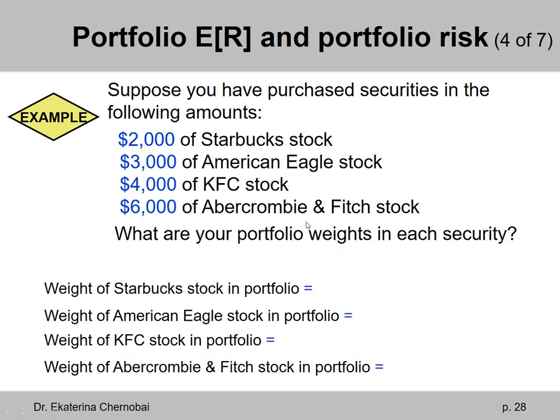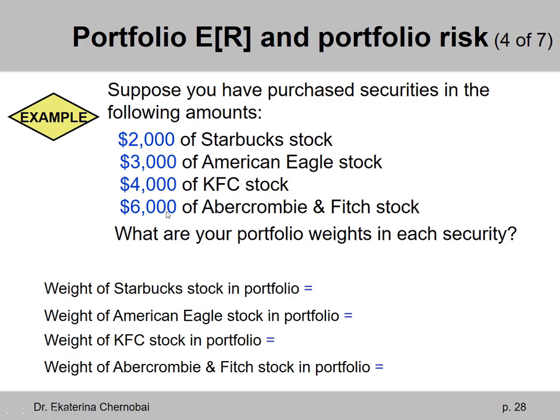Let's look at another example in which you're asked to calculate portfolio weights. Here we have 4 different companies, and we are buying shares of stock from each of them. We are not given the number of shares and the prices per share. Instead, we are given the total amounts of money that we spend to buy the shares of stock from each of these companies. $2,000 of Starbucks stock, $3,000 of American Eagle stock, $4,000 of KFC stock, $6,000 of Abercrombie & Fitch stock. What are your portfolio weights in each security?